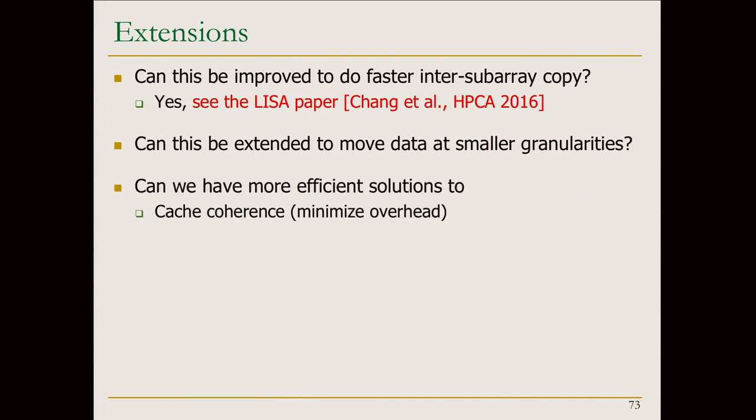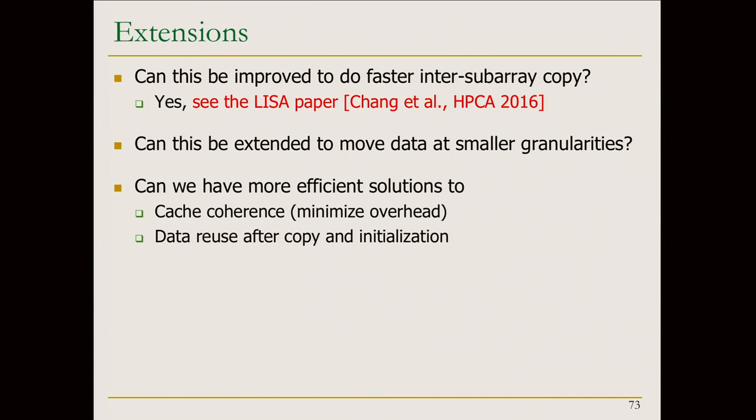Can we have more efficient solutions to cache coherence? Can we minimize the overhead? This is still an open problem, actually. Data reuse after copy and initialization. This is also an open problem. It's also a general problem. This paper is one approach to accelerate particular operations inside the memory, but people have been examining, it's actually a very hot topic today in computer architecture and computer systems in general.